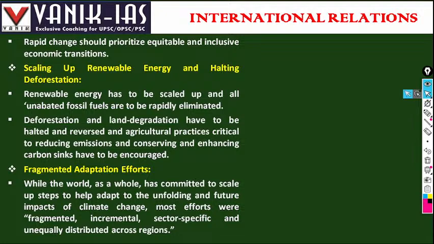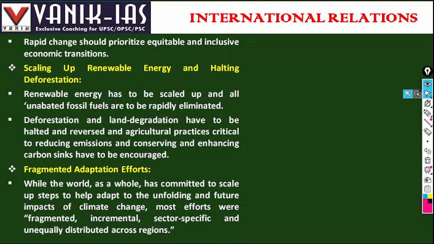Renewable energy has to be scaled up and all unabated fossil fuels have to be rapidly eliminated. Deforestation and land degradation have to be halted and reversed. Agricultural practices critical to reducing emissions and conserving and enhancing carbon sinks have to be encouraged.